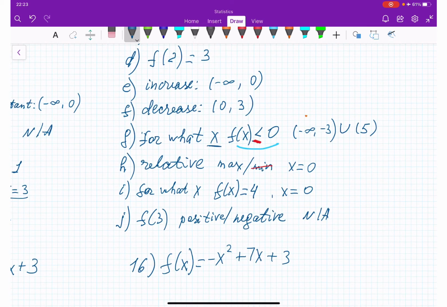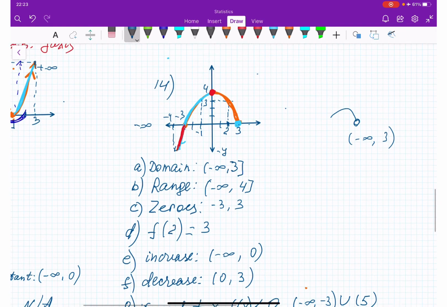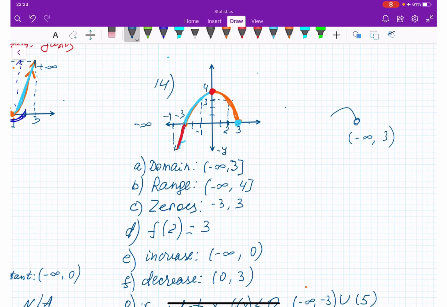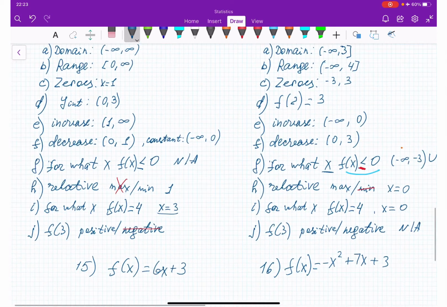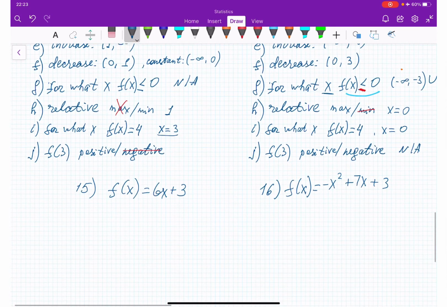Okay, we are done with question number 14. Moving to question number 15. It's a little bit long, but I'm pretty sure it's very helpful. Question number 15.